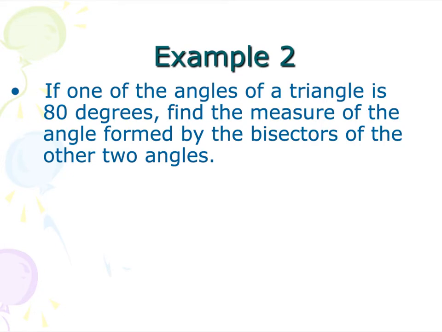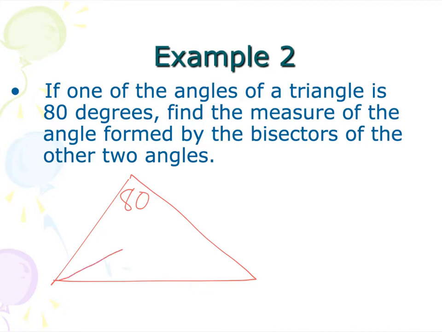All right, so one of the angles of a triangle is 80 degrees. Find the measure of the angle formed by the bisectors of the other two angles. So this one's a little bit tricky to understand just from the wording of it. So let's say this guy is 80 degrees, right? And it's saying the angle formed by the angle bisectors. So if I bisect this angle here, and I bisect this angle here, they meet, and they form this angle right here. This is what I want to figure out, that angle right there, okay?